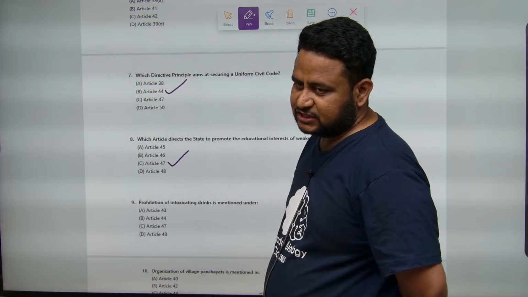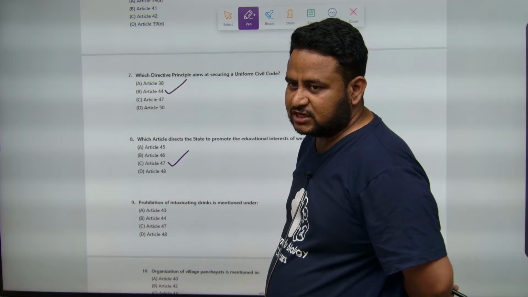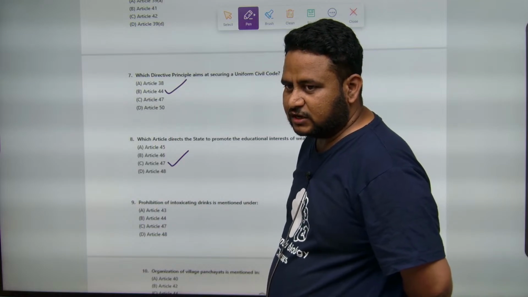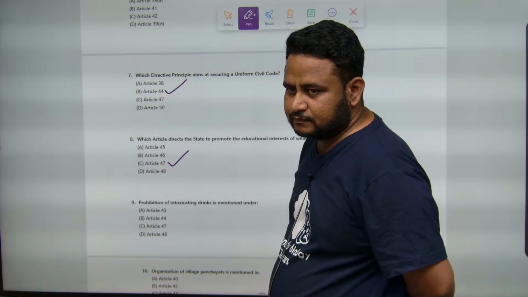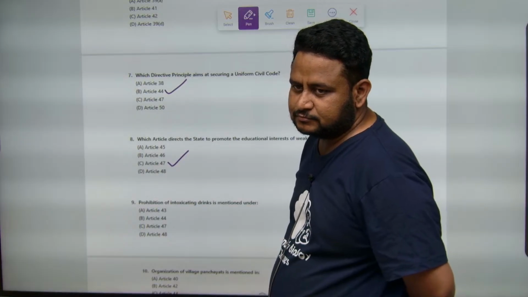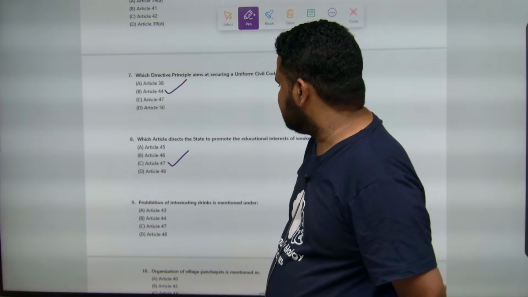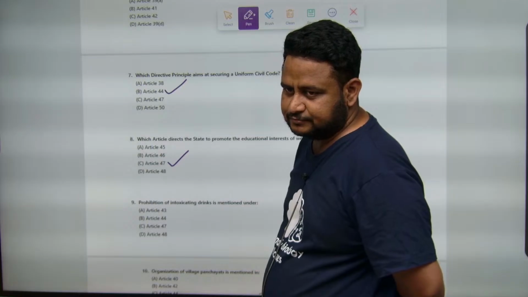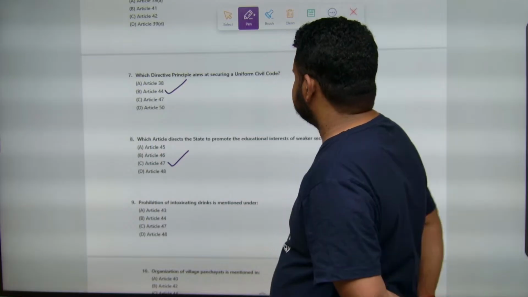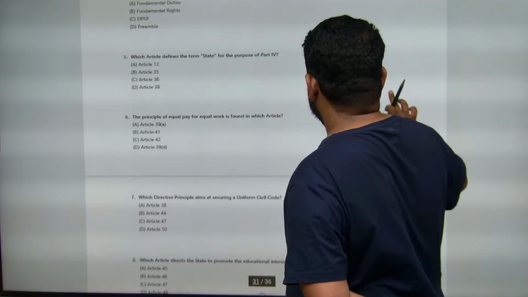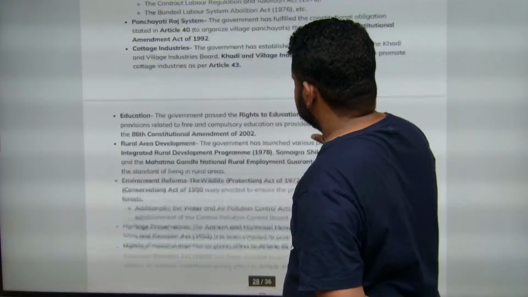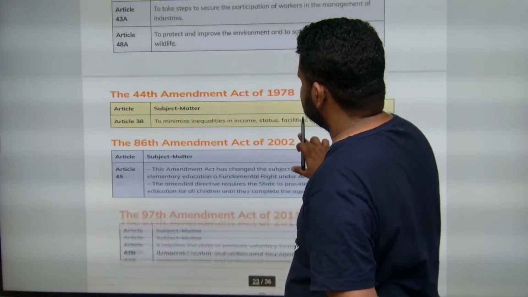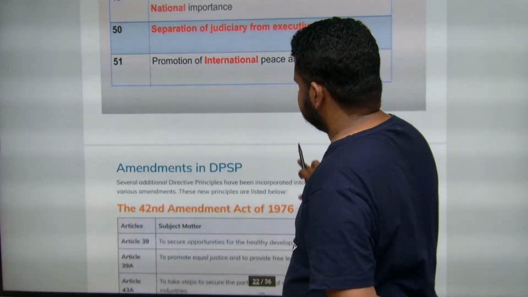Article 45 is education. After education, it is talking about what? 45 is talking about early childhood care. 46 is talking about what? Protection of economic interest and educational interest of weaker section. 46 or which one? Just let us check.